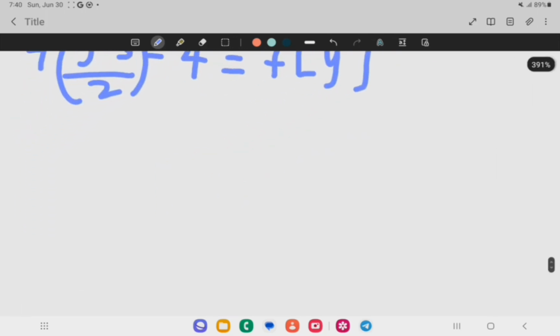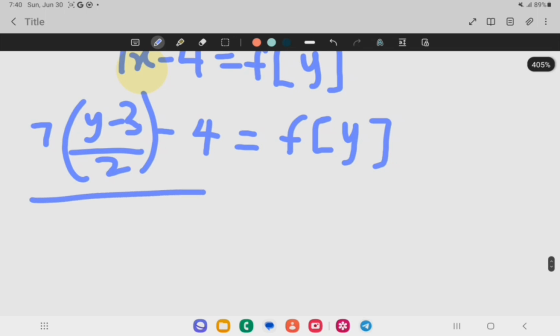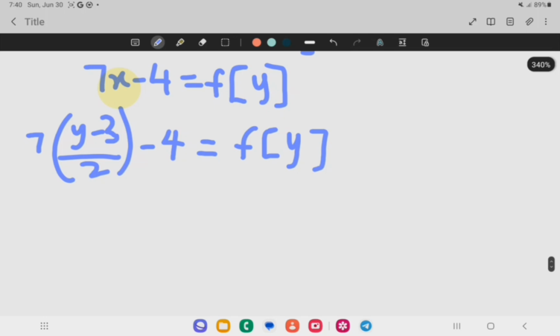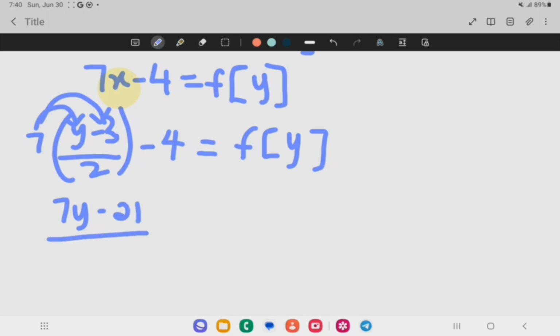I'm going to zoom it. Okay, so now how to solve this? Don't leave it like this. You must simplify it. As long as you can simplify, you must simplify it. So how to simplify? First, this one you can expand. When you expand this, you will get 7 times y, 7y, and 7 times negative 3, you will get negative 21, over 2, minus 4.